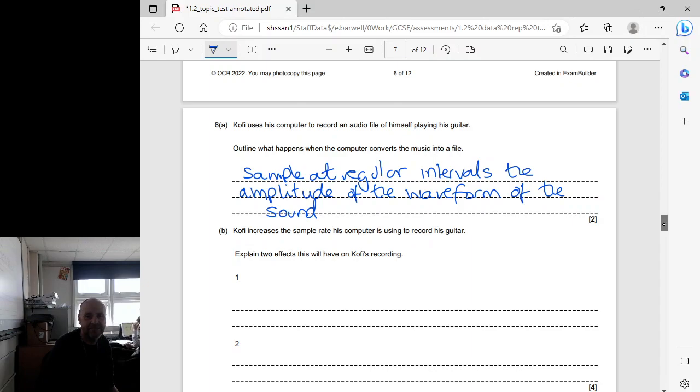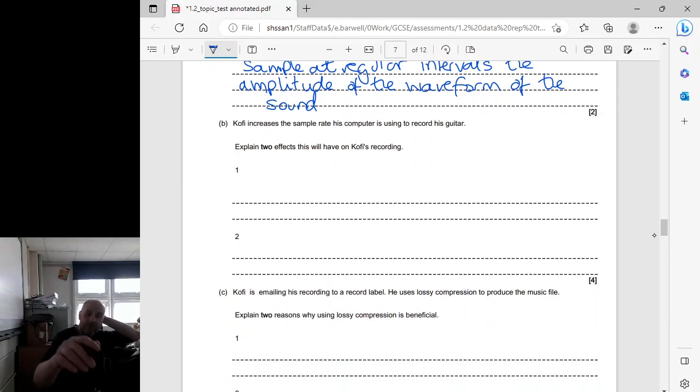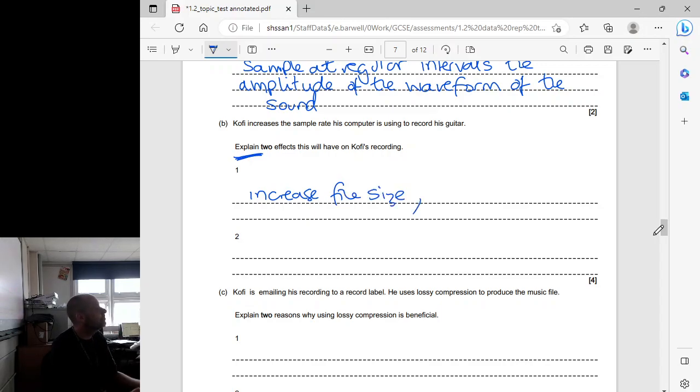because they didn't do the explain for both of these. So there were 8 marks up for grabs here, and people threw half of them away. Right, explain is our key word. So if we increase the sample rate, we will increase the file size. But we have to explain why. Because we're taking more samples. So we're increasing the amount of data we're recording. So we increase the amount of samples per second.